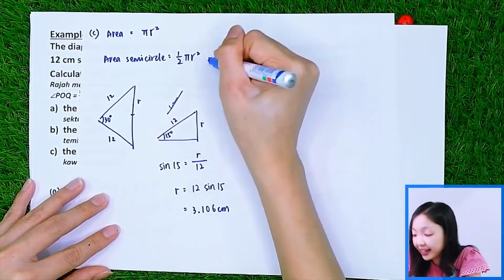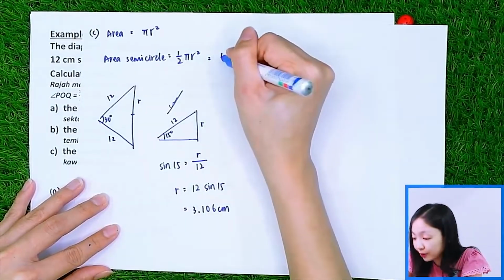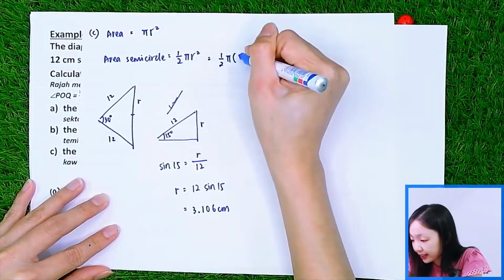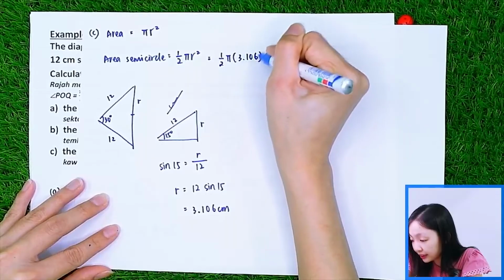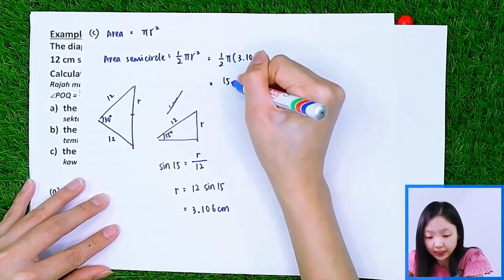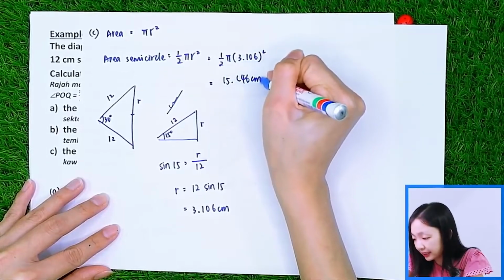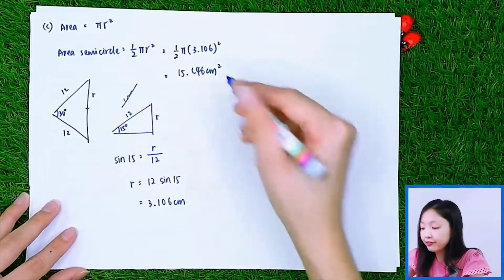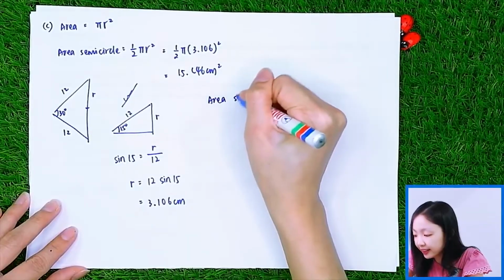Now we can find the area of the semicircle already. So 1 over 2 pi times 3.106 squared. So I can get my area of the semicircle is equal to 15.146 cm squared. So now can we find the area of the shaded region?